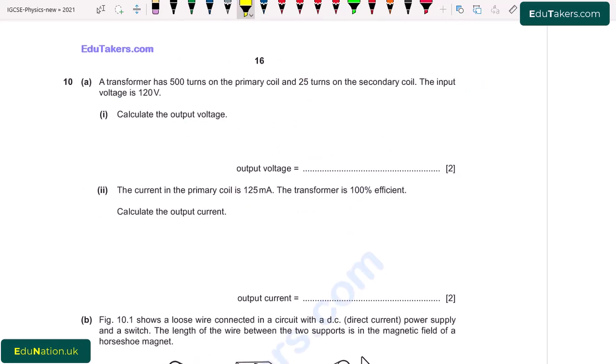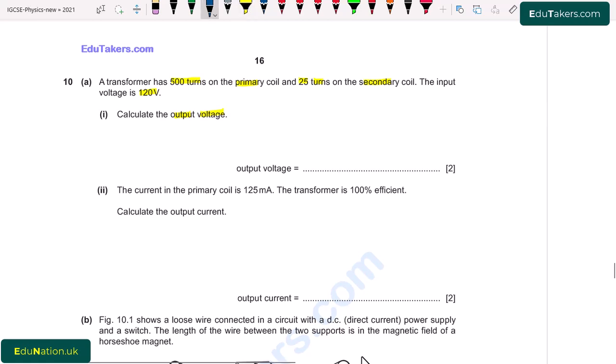Question number 10, part A. A transformer has 500 turns on the primary coil and 25 turns on the secondary coil. The input voltage is 120 volt. Part 1. Calculate the output voltage. So in part 1 we have to calculate the output voltage where the number of turns on primary and secondary are given and the input voltage is also given.